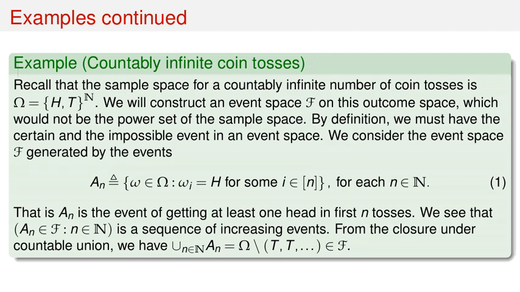We can see that the sequence A_n for n in N is a sequence of increasing events. A1 is a subset of A2 and so on. From the closure property under countable unions, the union over n in N of A_n must be in F. This union is the event of getting at least one head eventually, which is Omega minus the sequence made up of only T's.